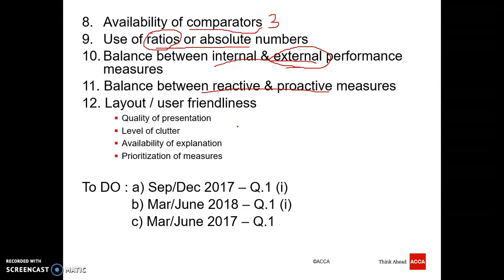So there has to be a mix of both reactive as well as proactive. The proactive measures, for example, could be a future budget. If a performance dashboard has a forecasted budget for, say, the next year, then that is a proactive measure. Why? Because it will facilitate the user, whether management or a shareholder, to have a better picture of what the performance of the company is going to be like in future, right?